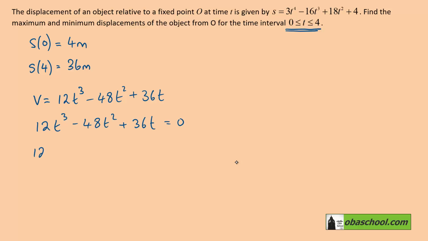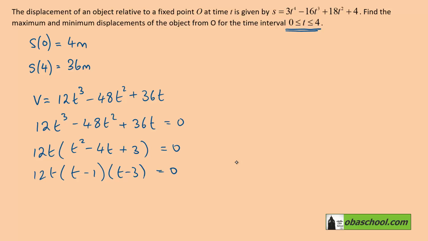And we can take out 12t. And if we do that, we get t^2 - 4t + 3. So that's 12t, and then we get (t - 1) and (t - 3) is equal to 0, which gives me t = 0, 1, and 3.